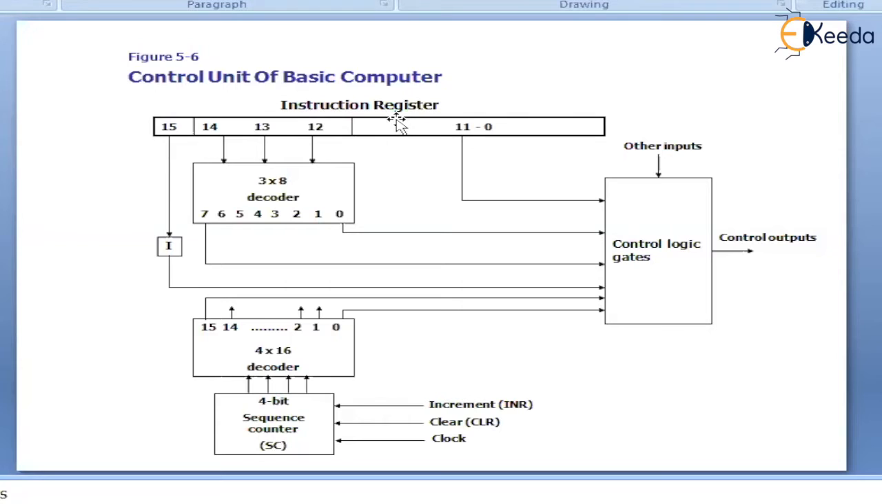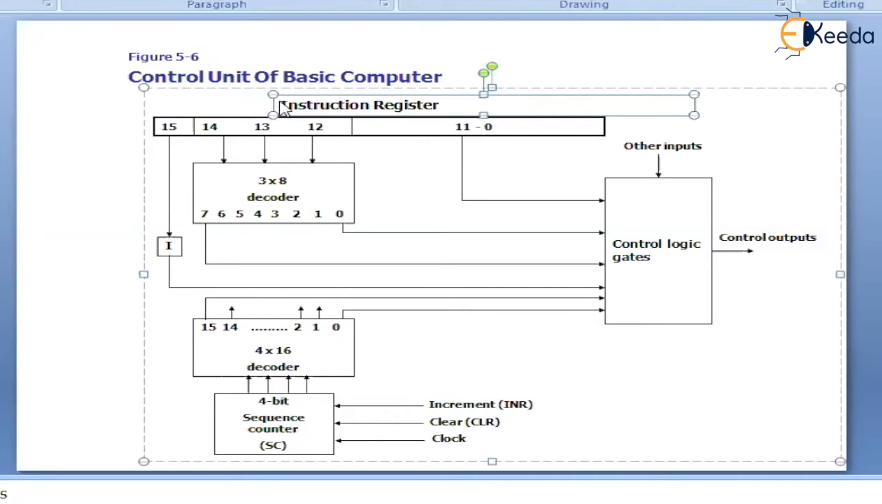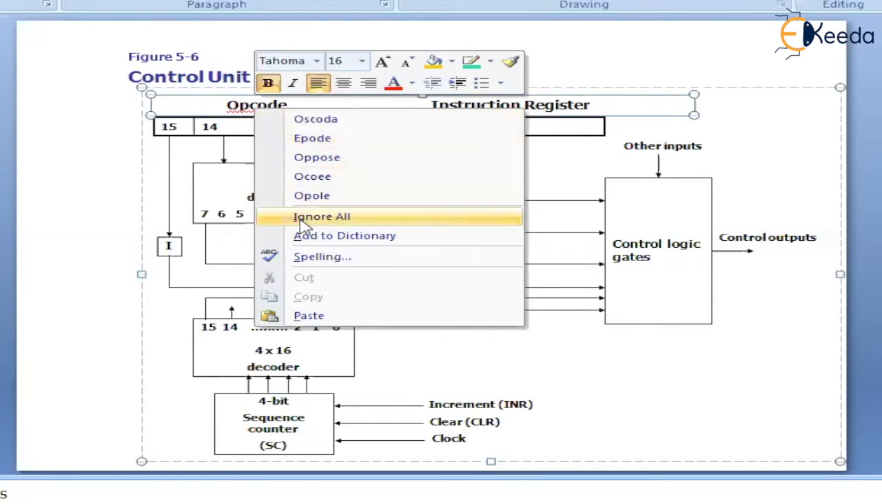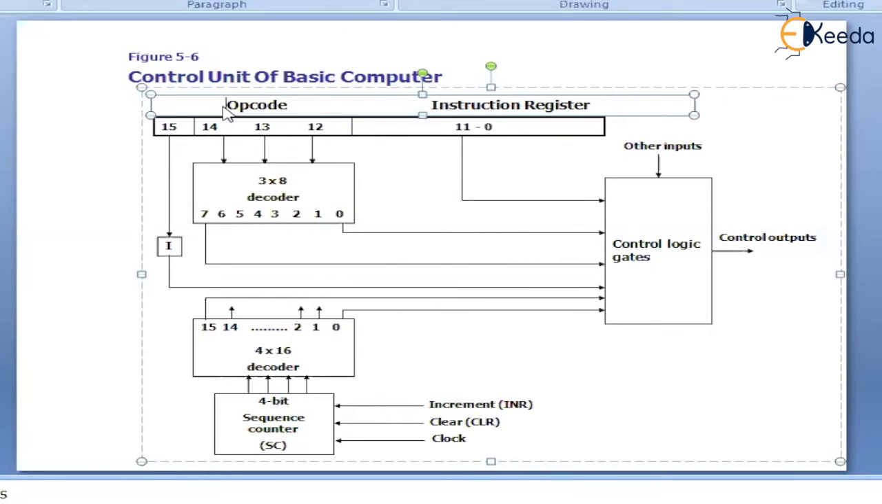We need to decode the instruction. What must be decoded? We need to decode the opcode. If you could remember, bits 12, 13, 14 are nothing but the opcode. I'll write it here if you forget. This part is the opcode part. This part is the mode part. And this is the address part.